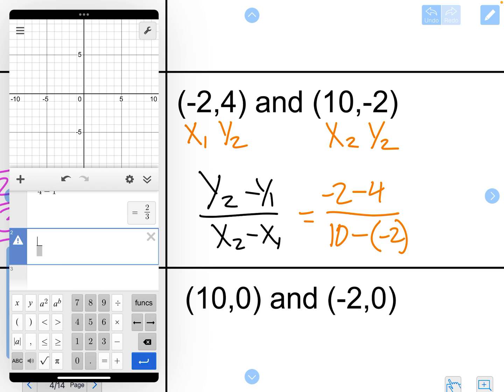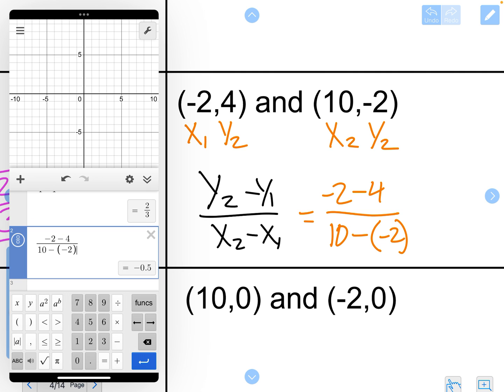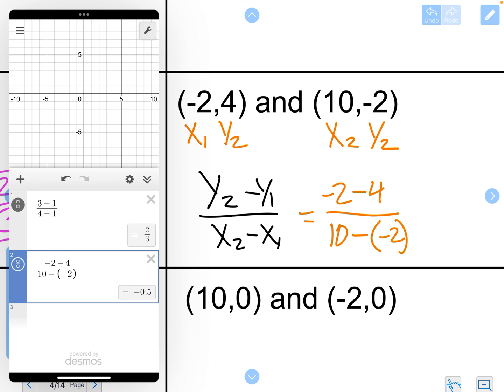So we're going to hit our division sign, and our division is the same thing as a fraction. We're going to type in -2 minus 4 on the top, and we're simply going to type in -10 minus -2. If you want to put the -2 in parentheses, it's going to do the same thing and it's going to work just fine, but just letting you know you can either do it with or without parentheses, but we got to make sure we have both negatives. So we're going to turn it into a fraction by hitting that fraction button next to it. So our slope is -1/2.